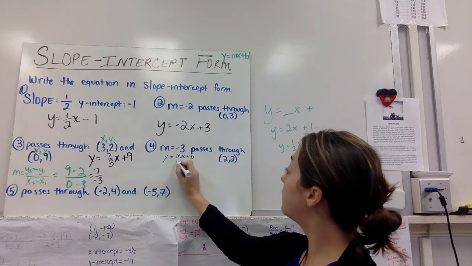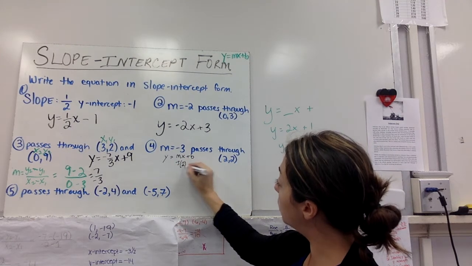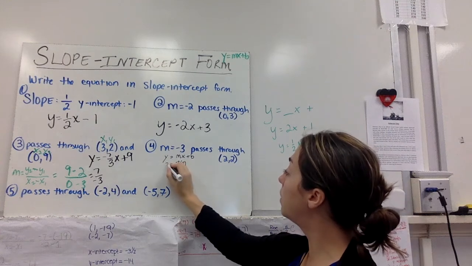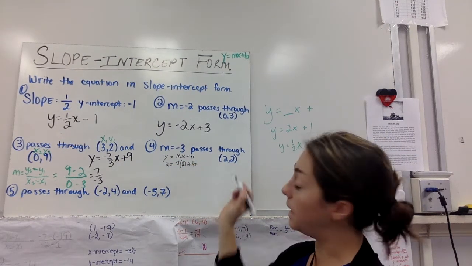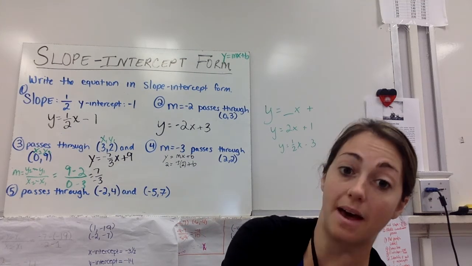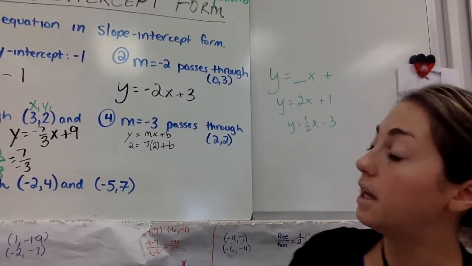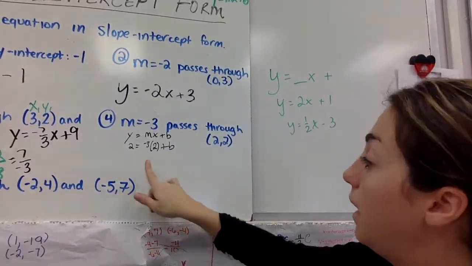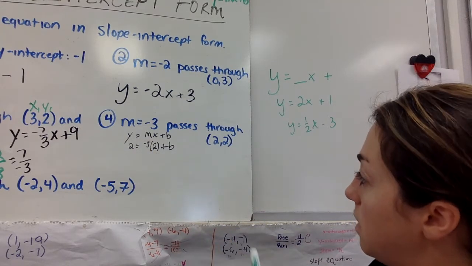We know our m, that's -3. We know our x value, that's 2. We know our y value, that's also 2. We don't know that b. And we're going to solve for this so that we can get that b. All right, so now we just solve some math, right? We do the math. -3 times 2, that's -6.